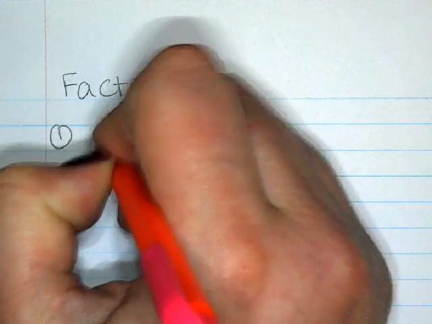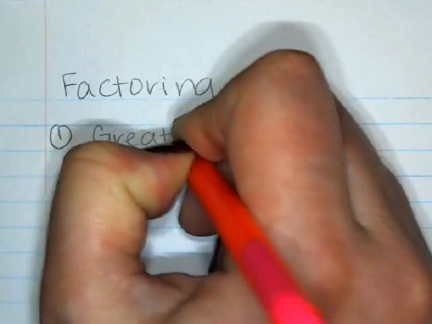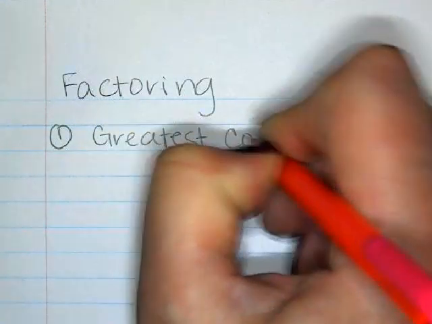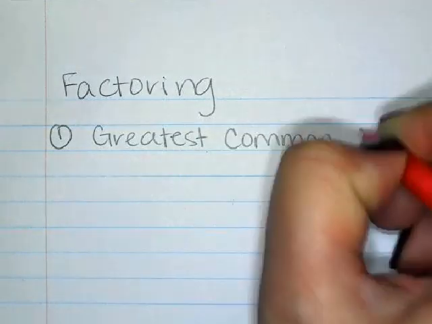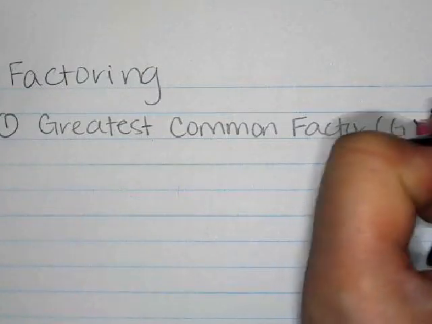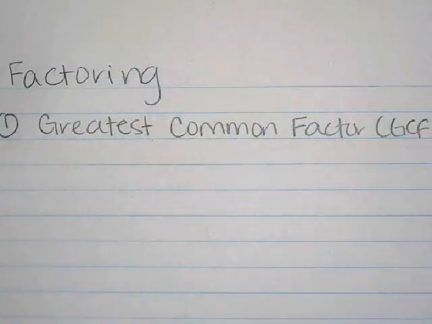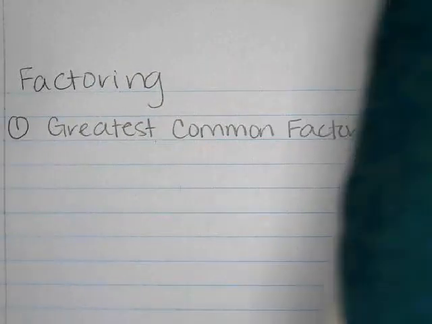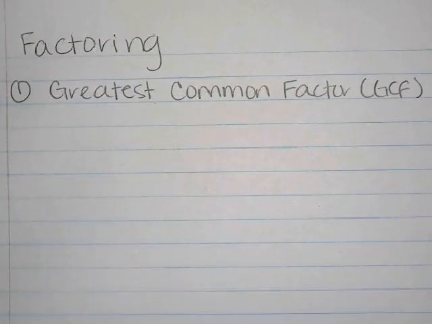Okay, so factoring is what we're reviewing, so if you want to give your notes a title, you can say factoring. And the first type of factoring that we're looking at is greatest common factor. GCF for short, that's what most people call it. And GCF is really important because this is the type of factoring that can show up in any problem ever. So we always want to look for GCF before we look for anything else.